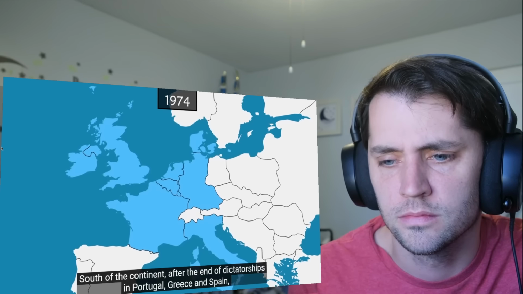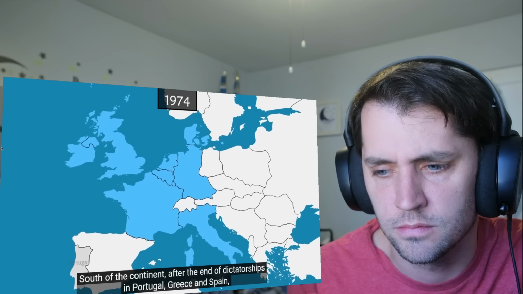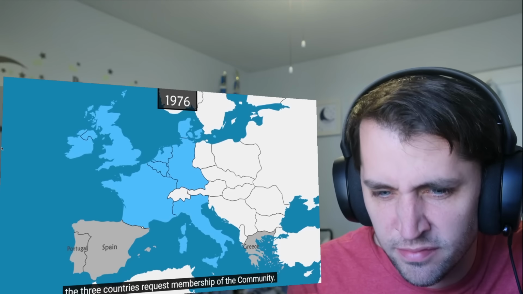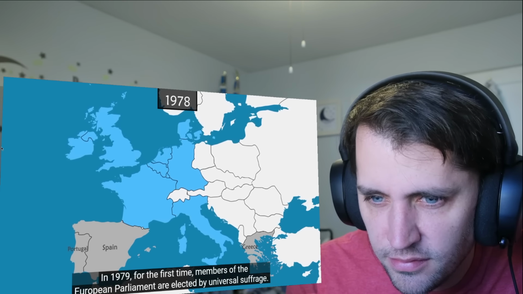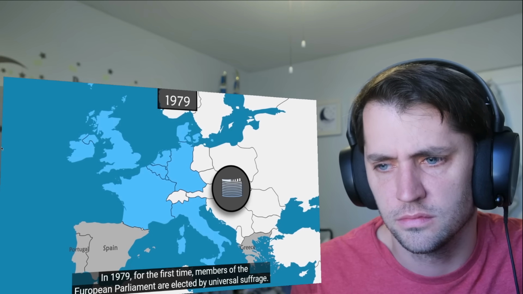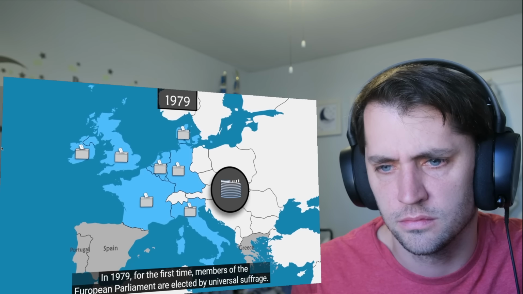South of the continent, after the end of dictatorships in Portugal, Greece, and Spain, the 3 countries request membership of the community. In 1979, for the first time, members of the European Parliament are elected by universal suffrage.